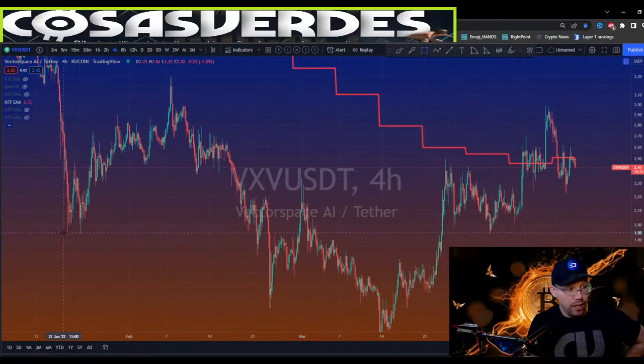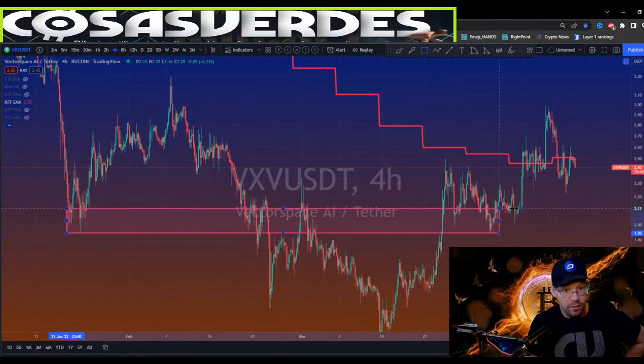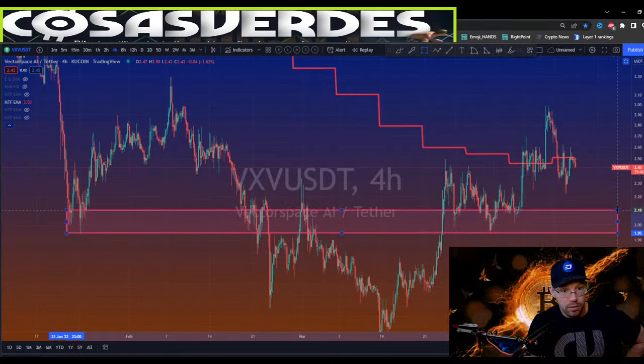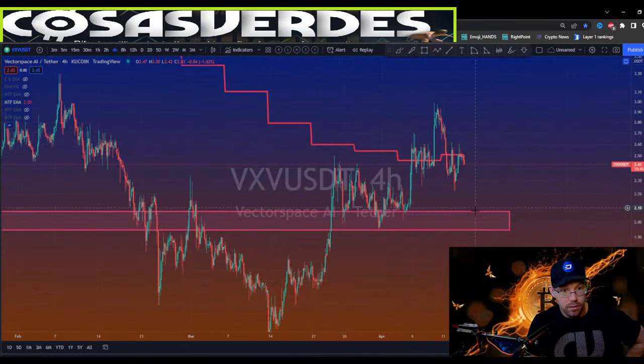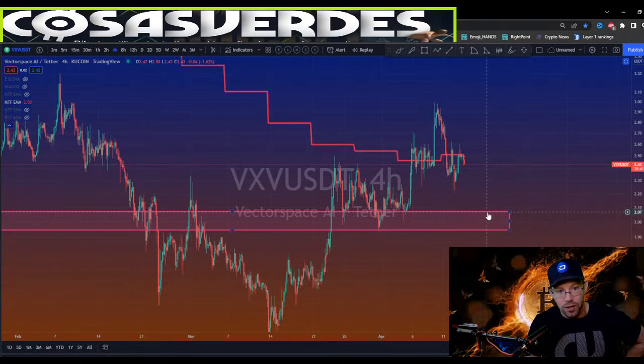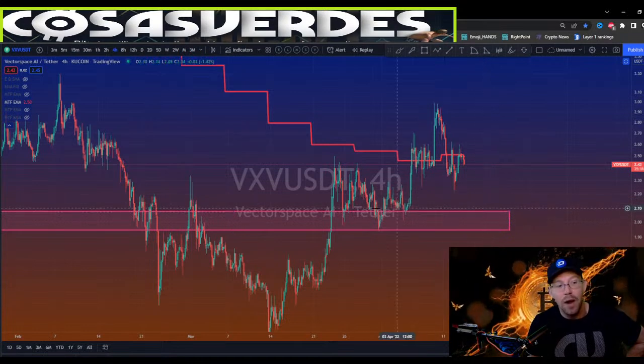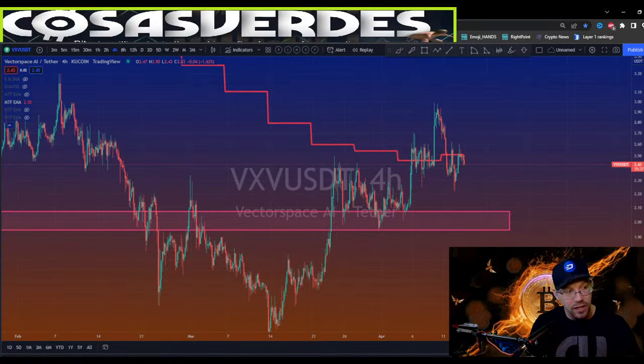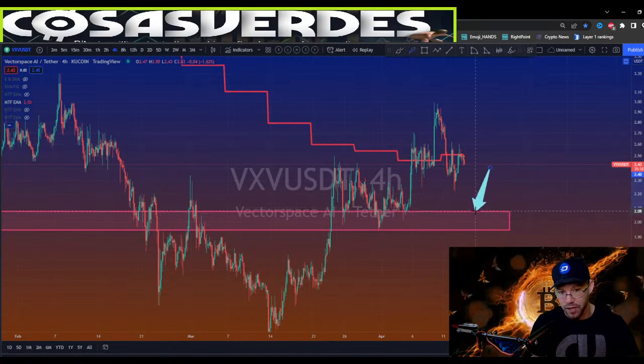it really looks like it wants to hit this area right here. It looks like it's going to come down to about $2.10, $2.08. That would probably, I'm going to use this phrase very specifically again, I would begin being interested there.